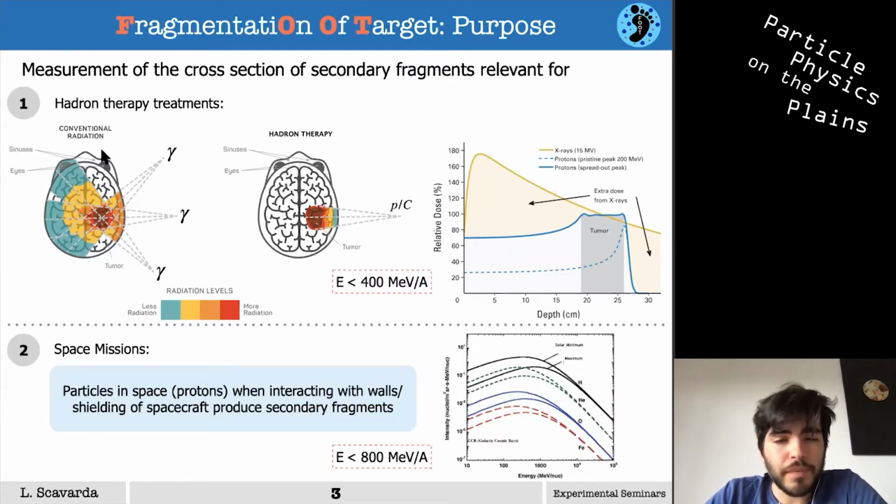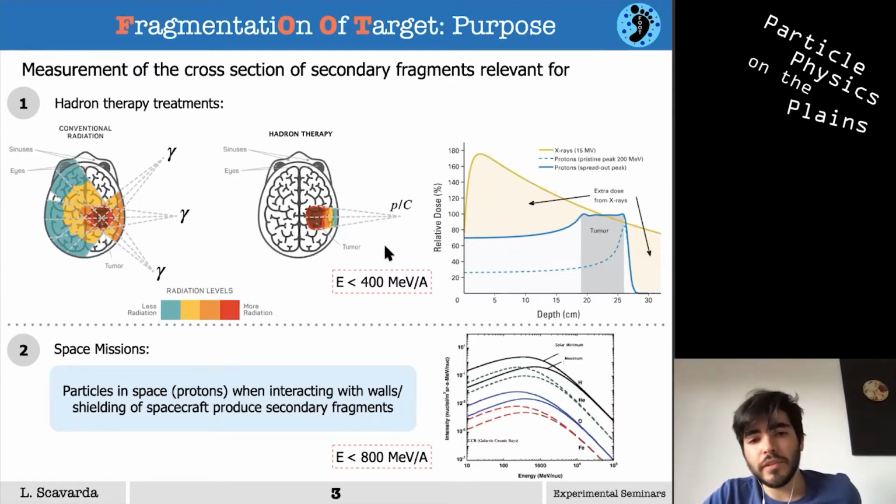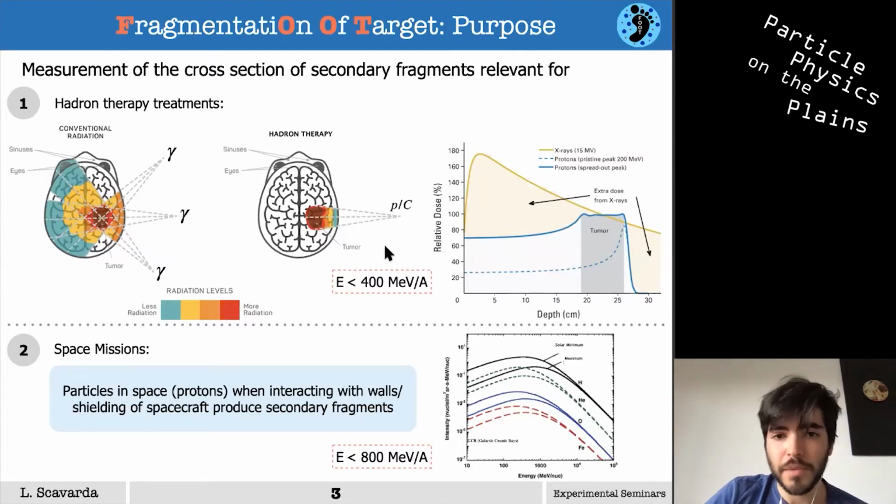Because thanks to these measurements, we can give them to the medical doctors, and they can improve the treatment planning system created for each single patient. And so they can also improve the treatment itself.